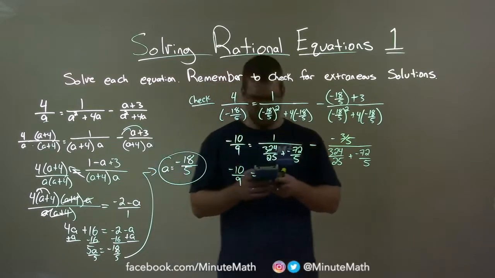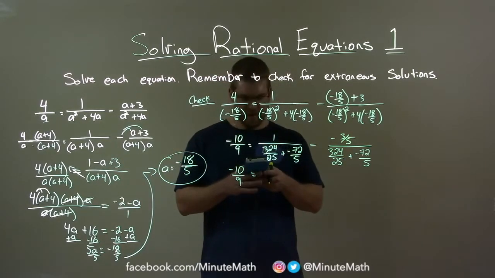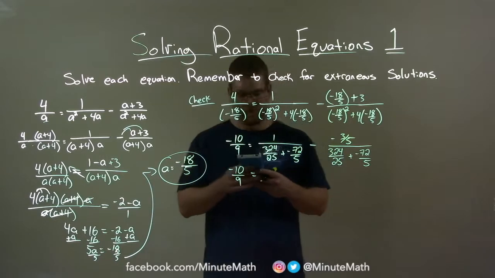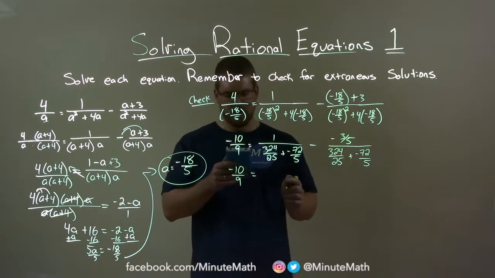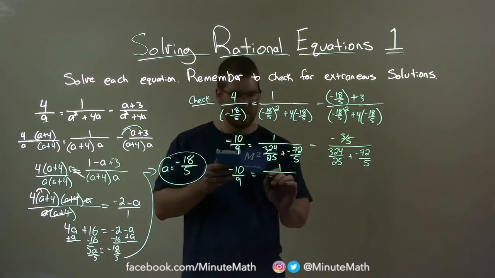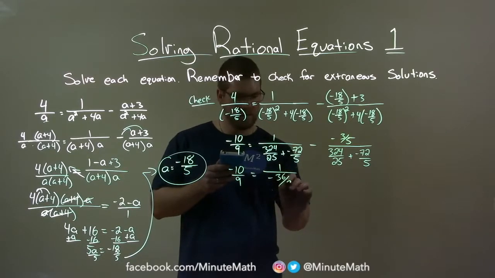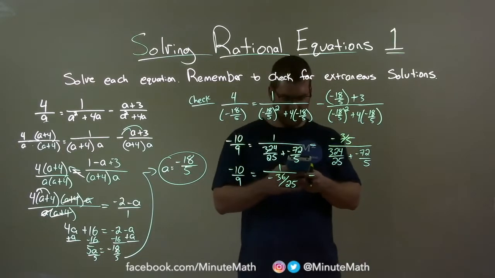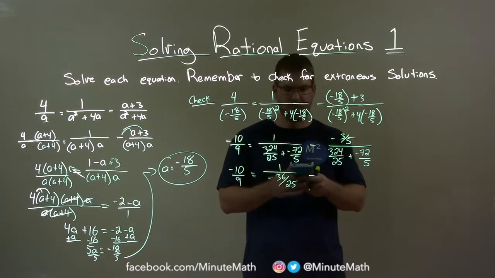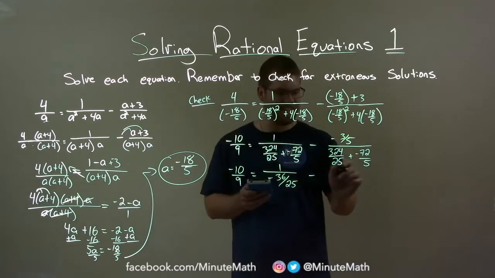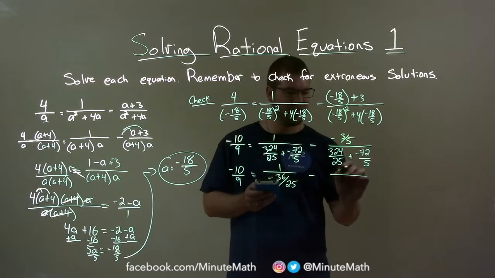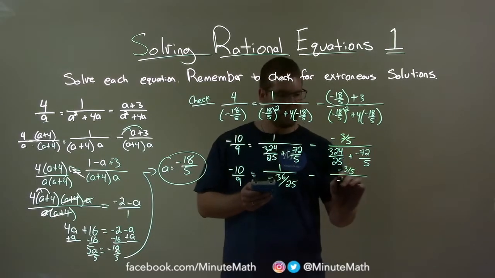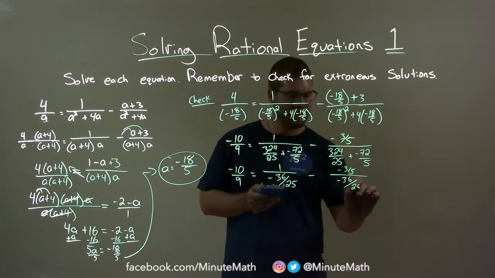And then as we go to the right, 324 divided by 25 plus a negative 72 divided by 5 is a fraction, so we have 1 over a negative 36 over 25. And we'll do the same thing here. 324 divided by 25. Oh, it's going to be the same denominator, same as the other one. So we have negative 3/5 up top over negative 36 over 25.